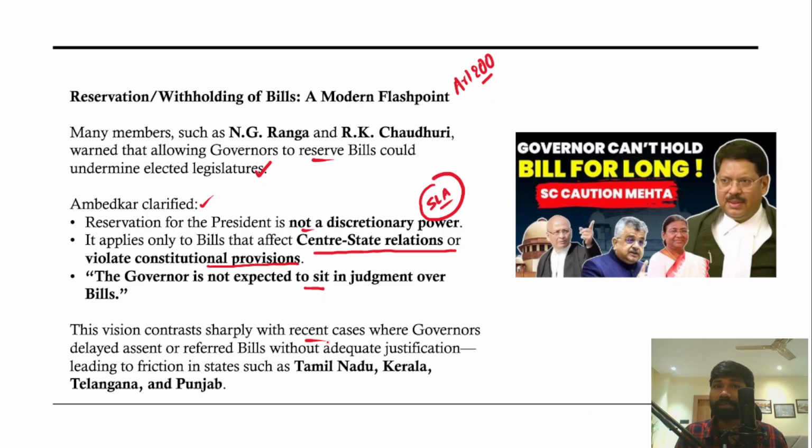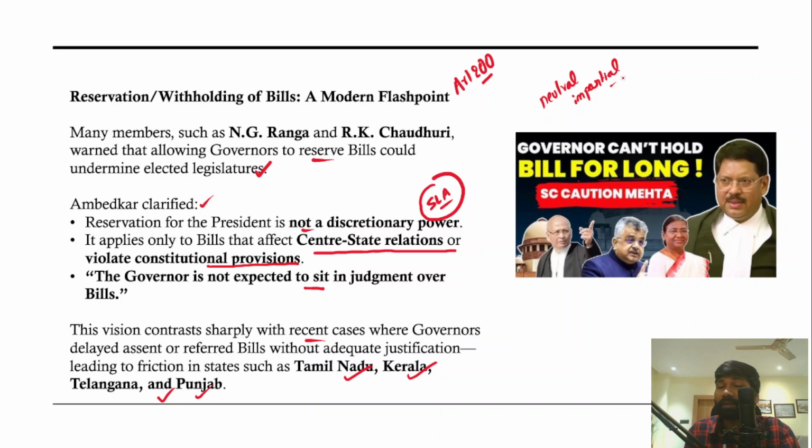Now, what has been happening in recent cases? Governors are not giving assent to the bills passed by the state legislative assemblies, which we have been experiencing in states like Tamil Nadu, Kerala, Telangana, and Punjab. In all these states, governors are not giving assent to the bills passed by the state legislative assemblies. However, in this context, there is a need for cooperative federalism. Apart from that, it is also expected that the governor must act based on the aid and advice of the Council of Ministers. The governor must play a neutral and impartial role when it comes to giving assent to the bills.